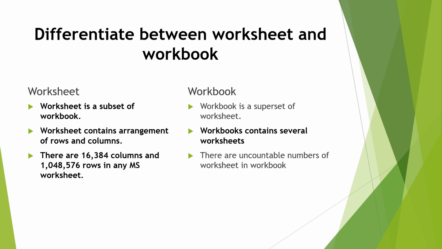There's a clear difference between a worksheet and a workbook. A worksheet is a subset of a workbook, while a workbook is the superset of a worksheet. A worksheet contains arrangements of rows and columns, and a workbook contains several worksheets, just like your textbook, which contains several sheets. There are 16,384 columns and 1,048,576 rows in Microsoft worksheets. There are uncountable numbers of worksheets in a workbook.